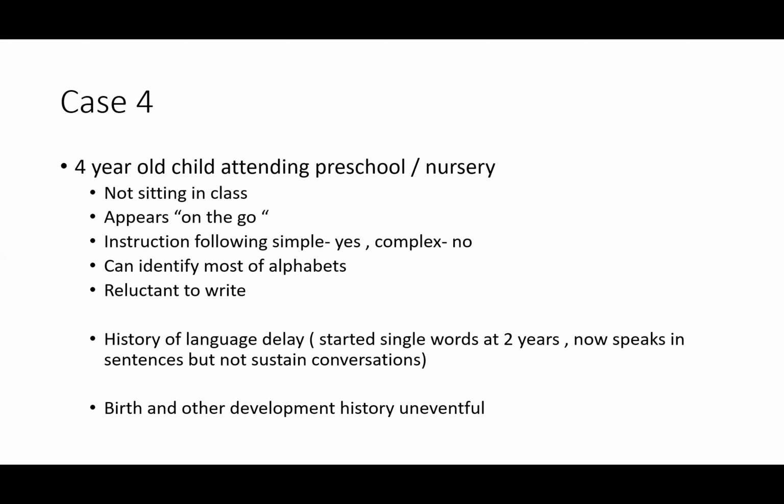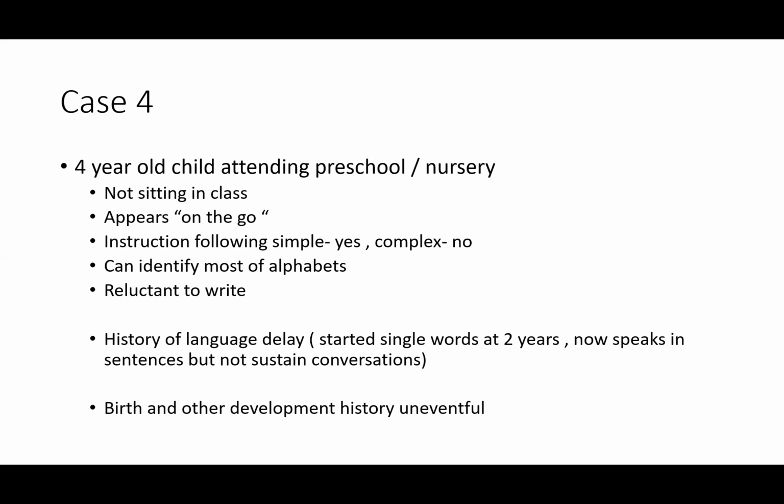Now, this child has a history of language delay, so there are some single words, but now is speaking in sentences, but is not able to sustain conversations. That's another important aspect to look at, because having speech and language is not enough; ultimately the aim of speech and language is to hold conversations, to communicate with others. So if the child is not able to sustain conversations, goes on a tangent, talks on one topic again and again, and has poor pragmatic skills, we need to look at what is the cause of it.